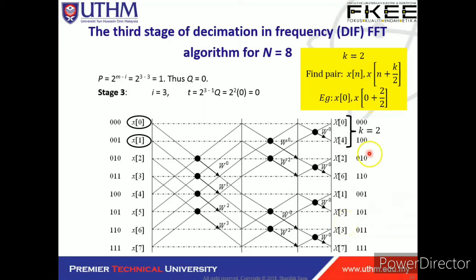And lastly, for the third stage, for n equals to 8 we will have 3 stages: stage 1, stage 2, and stage 3. And this is the example of how we can calculate the pairing at stage 3, where our k is equal to 2.